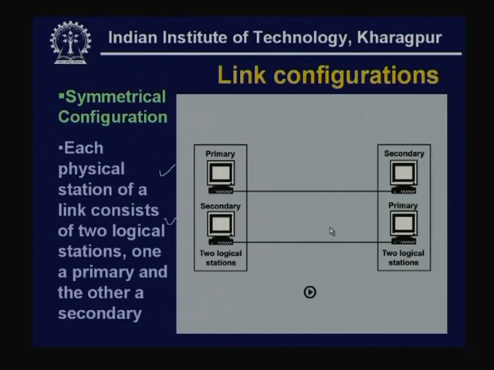So you see you require 2 different links, and here the primary can issue commands, and the secondary on the other side will issue responses. Similarly, commands can be issued by the primary of the other side, and obviously the secondary of this side can issue responses. This is how the communication takes place in symmetrical configuration, with two logical stations within a single physical station.